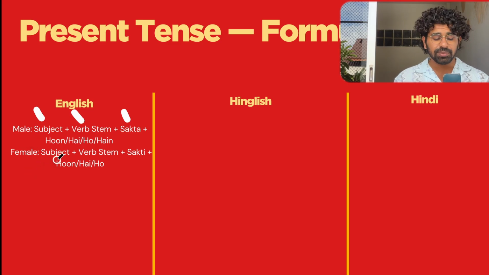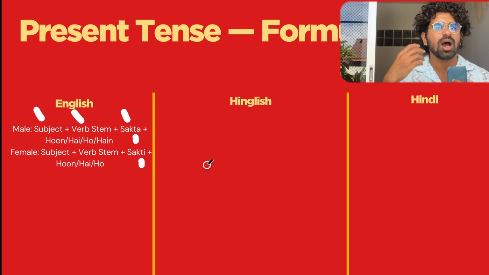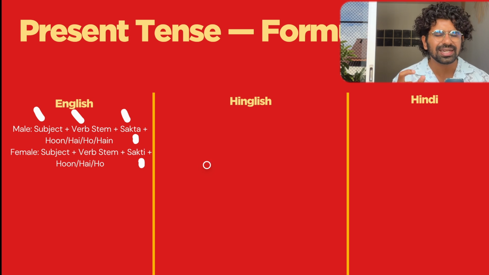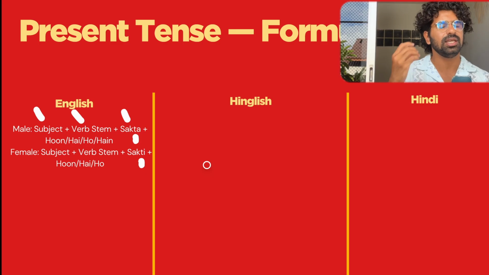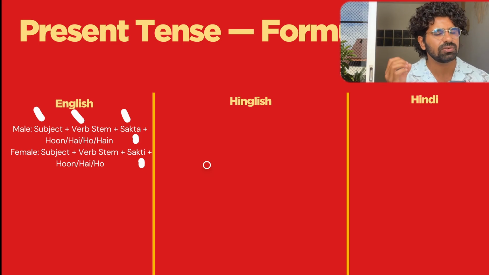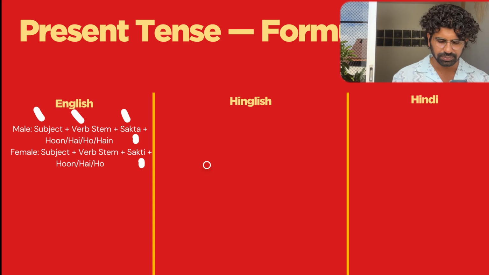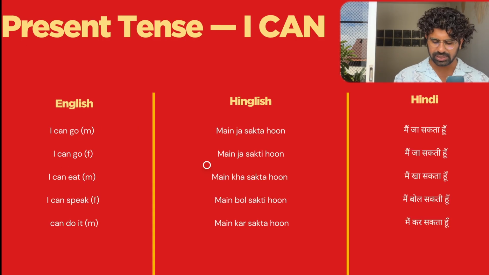Then for female, it's the same thing: subject plus verb stem plus sakti. That's the only thing that is changing. Here is sakta and here is sakti. Why? Because the a sound in sakta is the indicator of something being male, and sakti, the ee sound, is the indicator of something being feminine. So that would be for present tense. Now we'll look at some sentences in present tense.